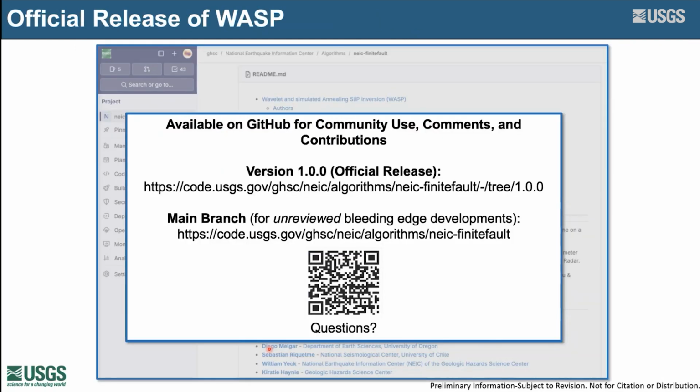So with that, I will wrap up and advertise that WASP is available on the USGS GitHub for community use and comments and contributions. I've linked the official release version 1.0.0 and also the main branch. This is unreviewed, but for bleeding edge developments. So should we have any issues that need to be taken care of.